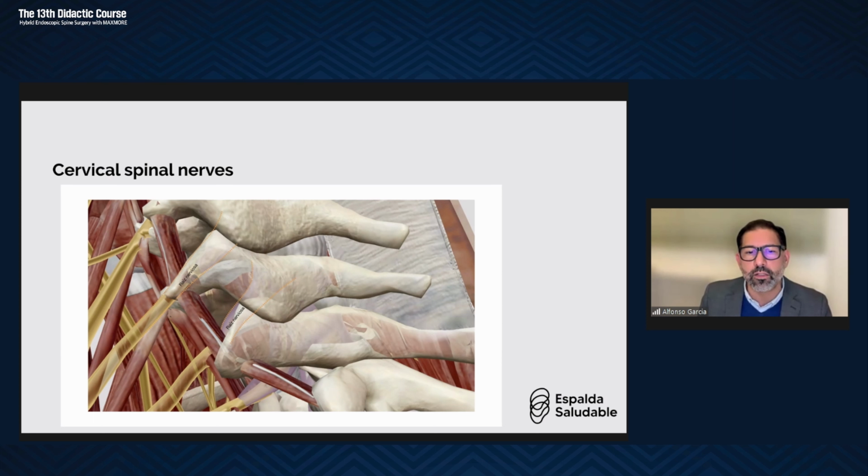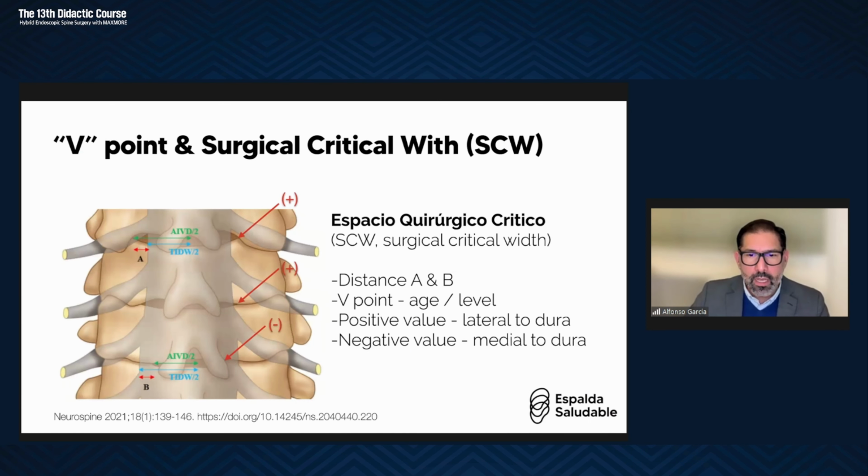So I like this drawing very much because it's a little bit transparent and it lets you, the viewer, identify where the exiting nerve root is underneath the bony structures. I like this work just recently published in 2021. And basically it describes the surgical critical width. And basically it outlines strategic differences between the younger patient and the older patient.